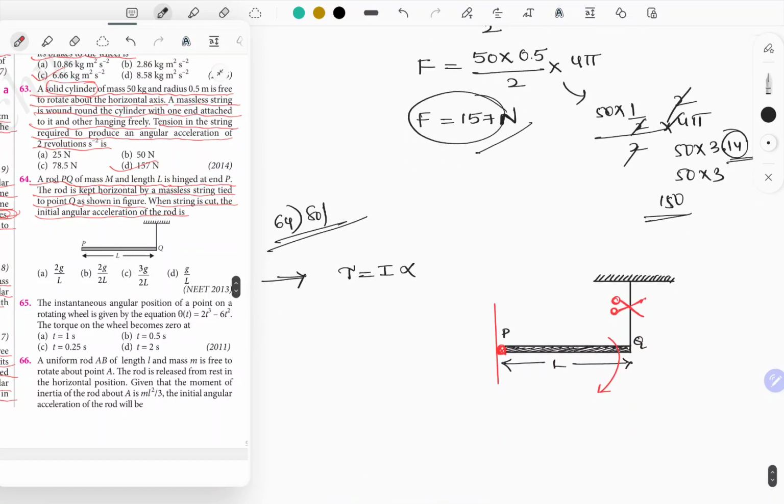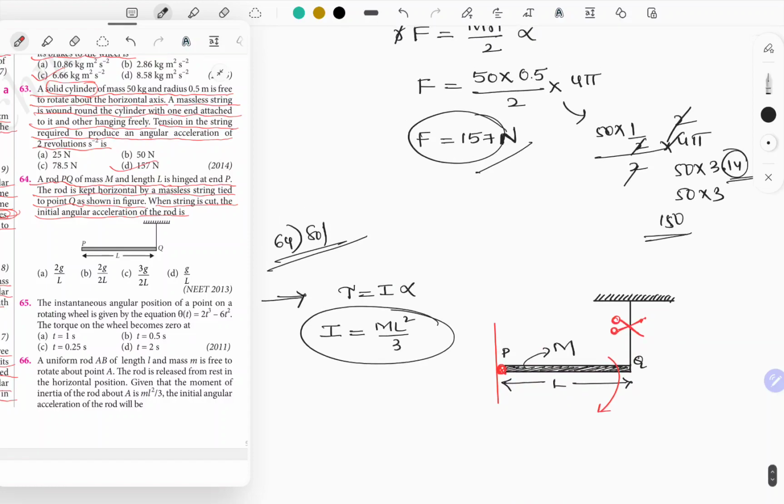Okay, now this rod is rotating about a point which is at the end. So what's the moment of inertia of this rod which is rotating about its edge? It is going to be mL square by 3. We know the moment of inertia of this. Length of this rod is L and its mass is M. Okay, length already represented, mass is capital M. So it is mL square by 3. Okay, super. I know the moment of inertia.